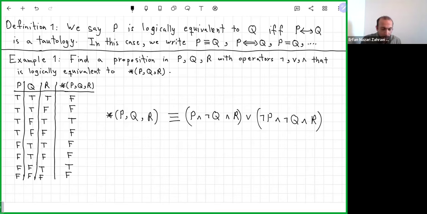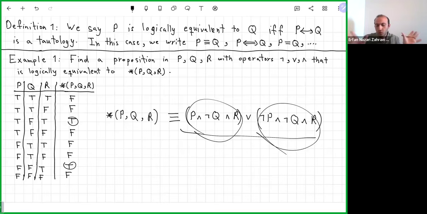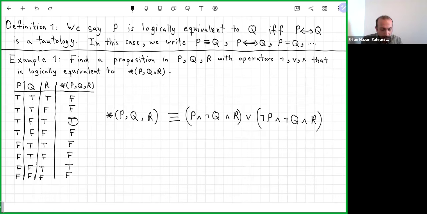Let me give you one comment. Here I had only two truths. That's why the expression that I found has two parentheses and then the OR of them. What if, for example, I had six truths and two falses? Then if I want to apply this strategy, I need to write six of these terms and then connect them with OR.